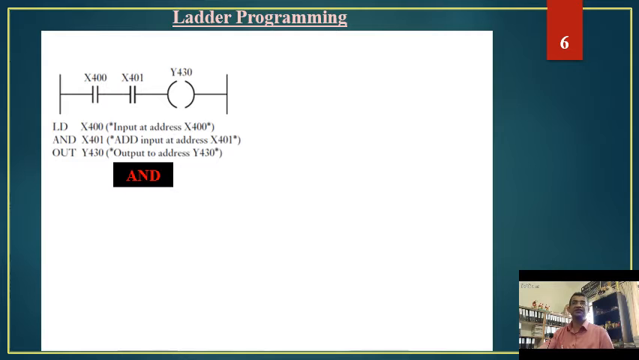First of all, let us take an AND operation, and we know that an AND operation is nothing but a series circuit. Let us take two inputs A and B connected in series with each other, and let us say that both are normally open. So two normally open switches are used. One is connected at an address of X400, the other at an address of X401. Then we have an output connected at Y430.